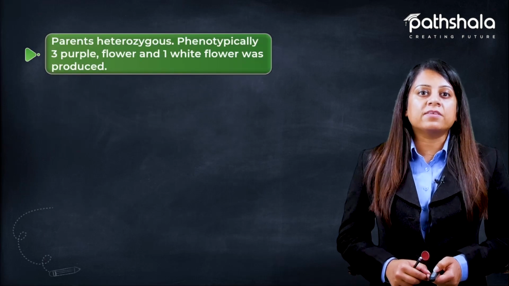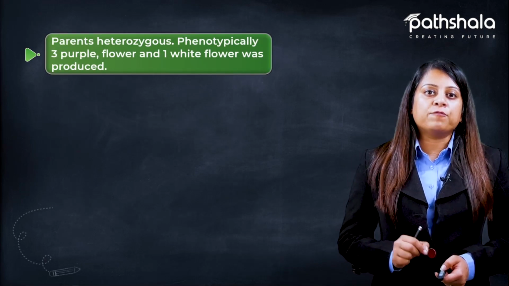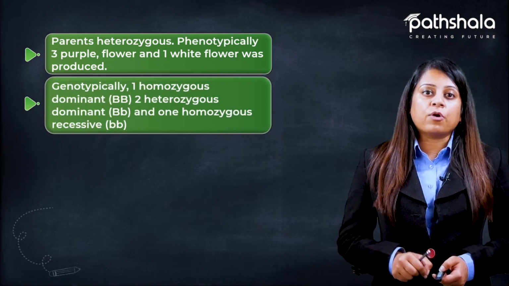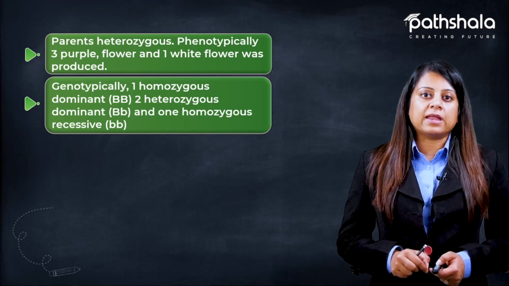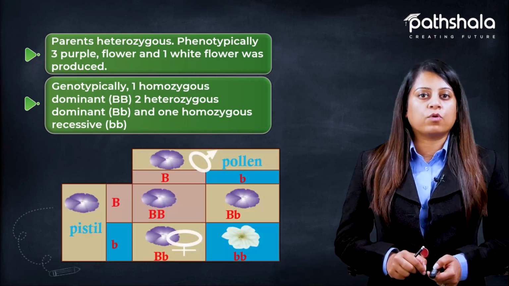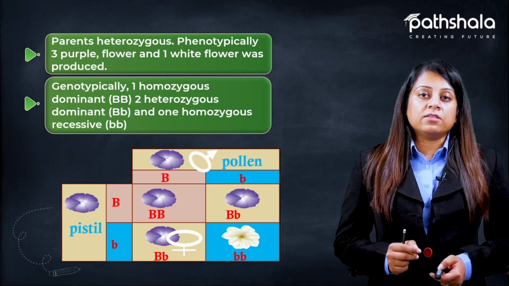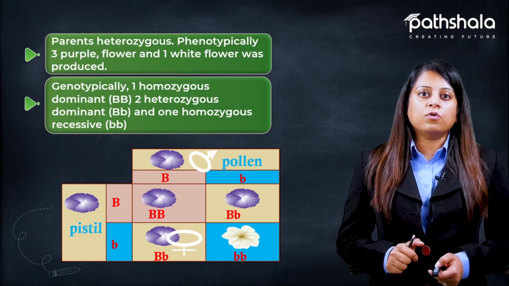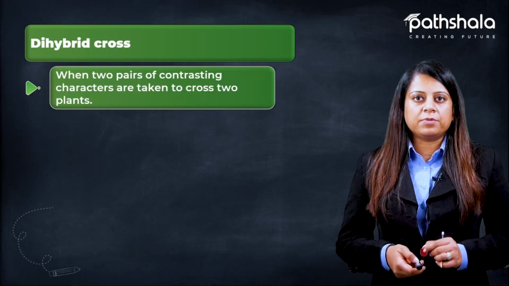Further, if the parents are heterozygous, then phenotypically 3 purple flower and 1 white flower was produced. We can also say that genotypically 1 homozygous, 2 heterozygous dominant and 1 homozygous recessive was received. So this is the figure where you can see in this illustration that if the parents are heterozygous, then how the flowers were produced. Now let us study about dihybrid cross.